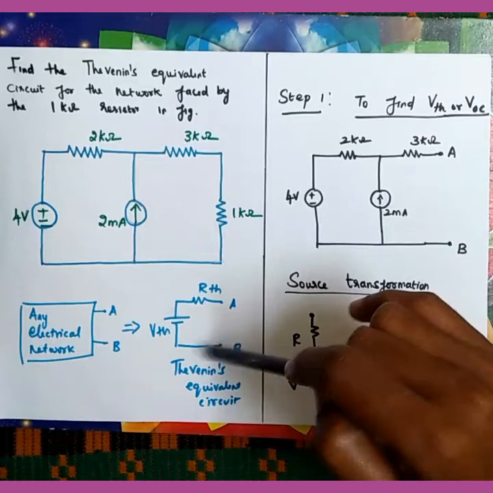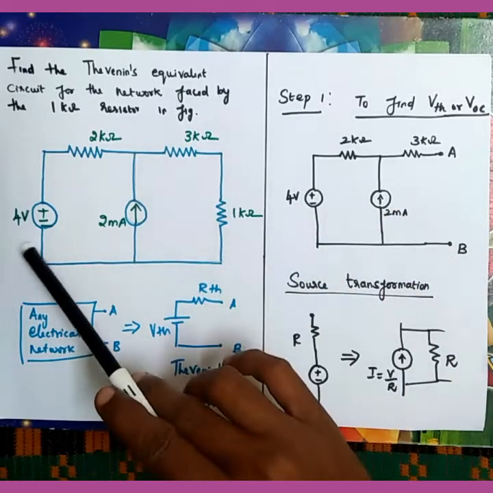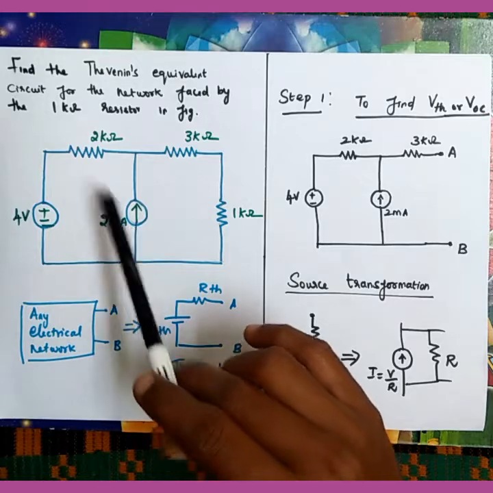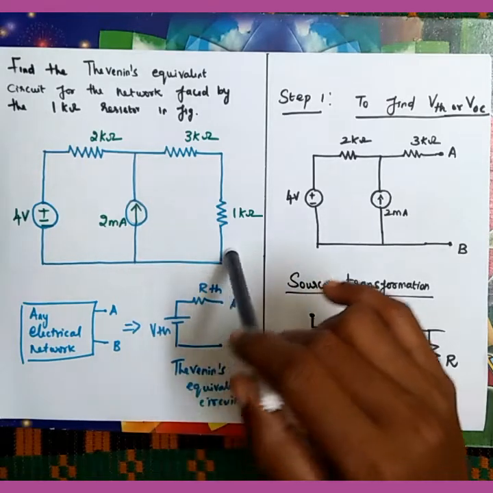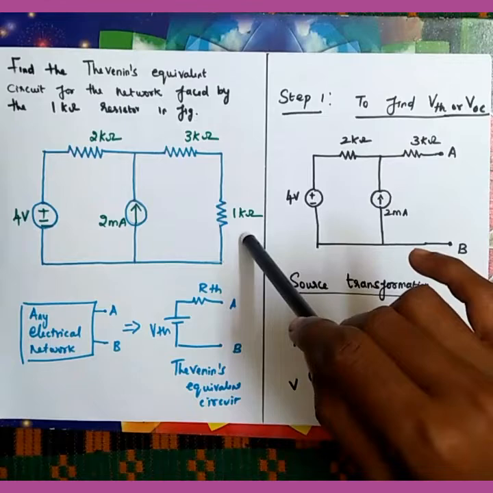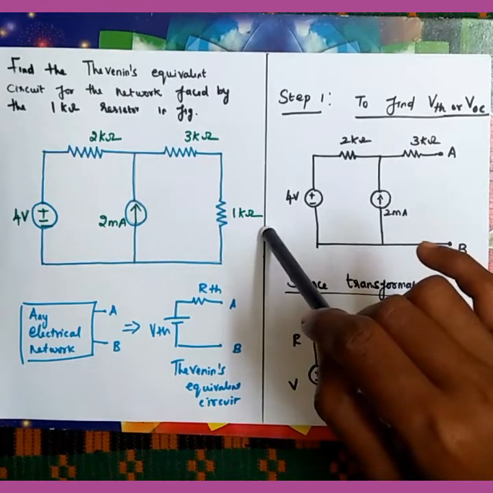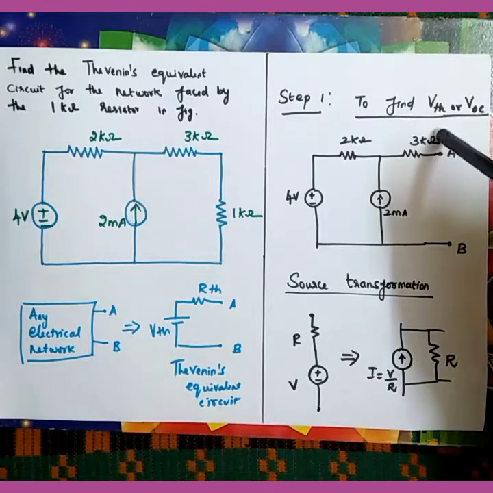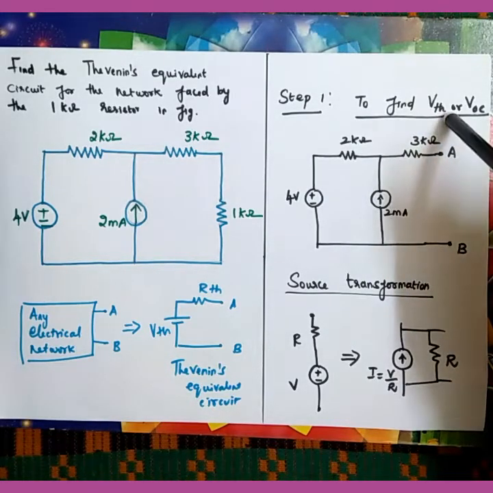to be found out. For this circuit, we have a voltage source, a 4 volt battery, we have a current source of 2 milliamps and 3 resistors, and we are supposed to find the current flowing through the 1 kilo ohm resistor. So the first step is to find the Thevenin's voltage, which is nothing but VTH or VOC, Thevenin's voltage or open circuit voltage.